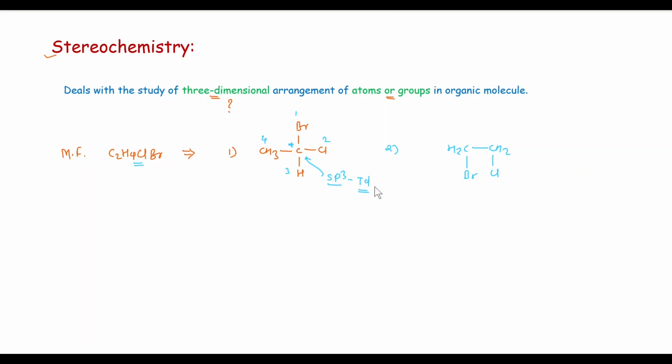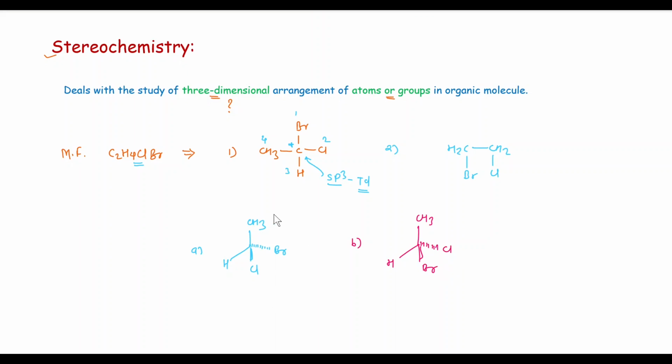When we write the structure of the molecule in three dimensions, we get these two structures. The first structure has CH3 and hydrogen on the carbon atom, one substituent below the plane and one substituent above the plane. Similarly, in the second structure, one substituent is below the plane and one above the plane, but the positions of the substituents are changed with respect to the first one. Here the bromine atom and here the chlorine atom.